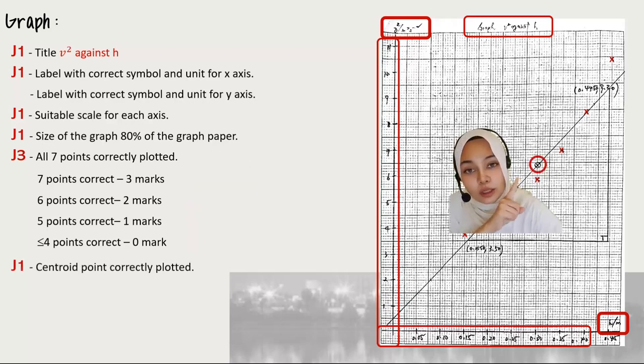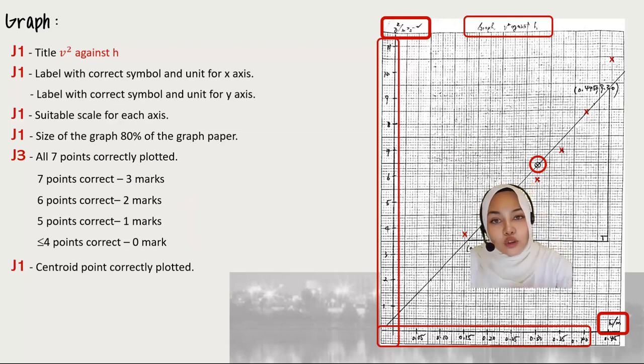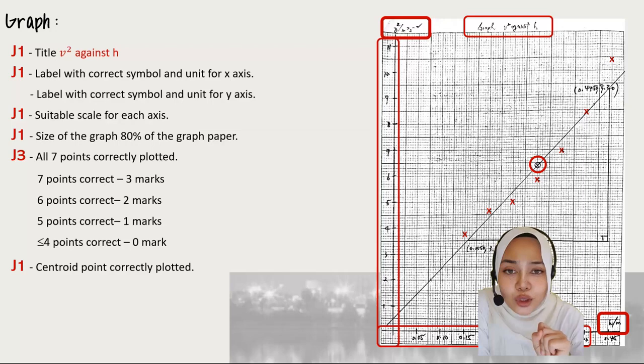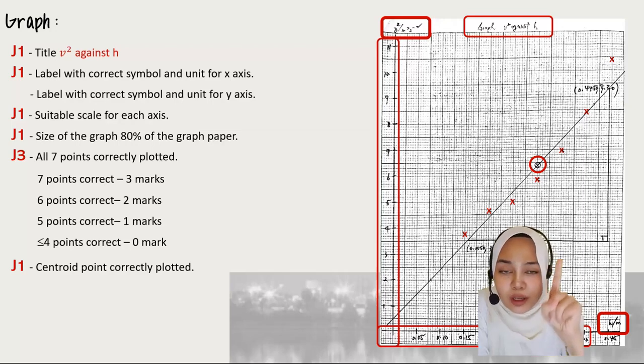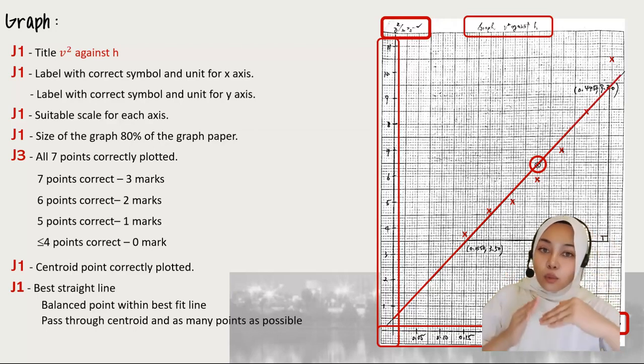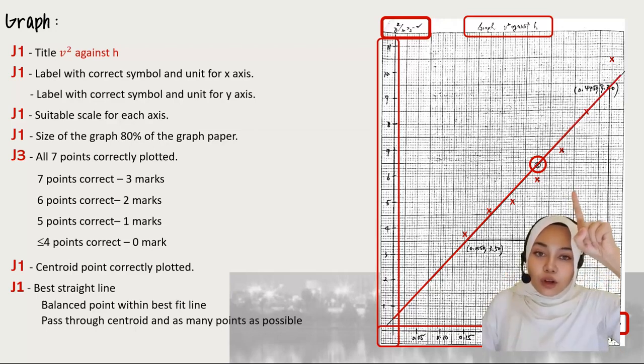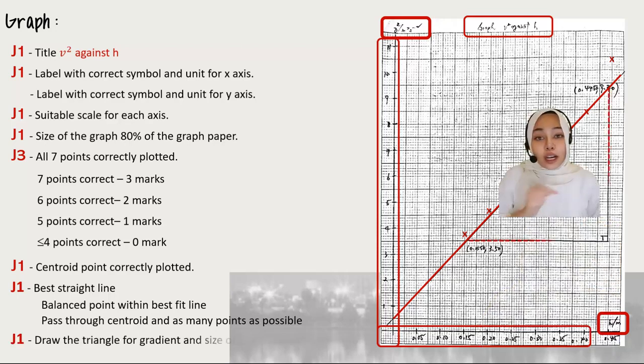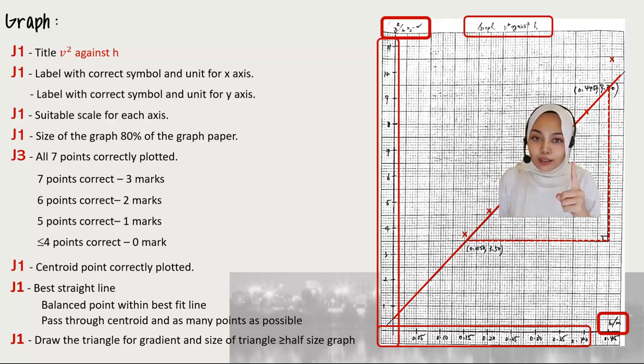Centroid point correctly plotted, 1 mark. For the centroid, make sure you circle the plotting. This is to distinguish between the centroid and the other data plotting. Best line, when it's balanced for best fit line, and passes through centroid and as many plots as possible, 1 mark. Draw the triangle and the size of the triangle is more than half of the graph, 1 mark.